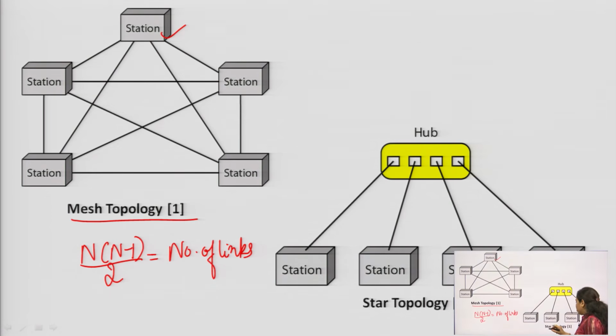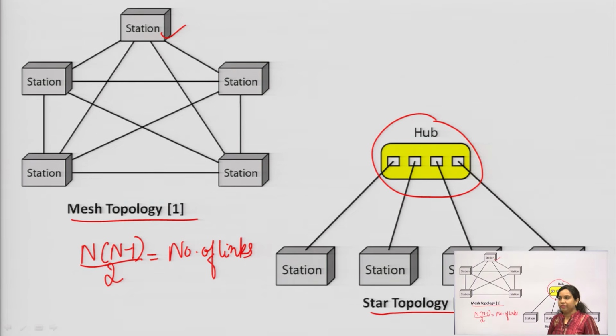Second type of topology is the star topology. In case of star topology, you can see that a hub is associated with this topology. This connection is hub centered, you can say. Any device that wants to transmit data has to transmit through this hub only. It cannot directly transmit from station 1 to station 2.